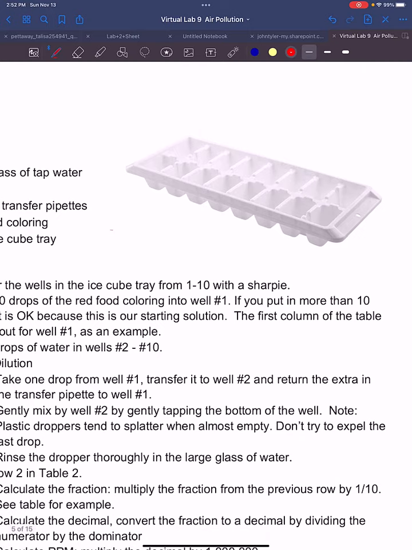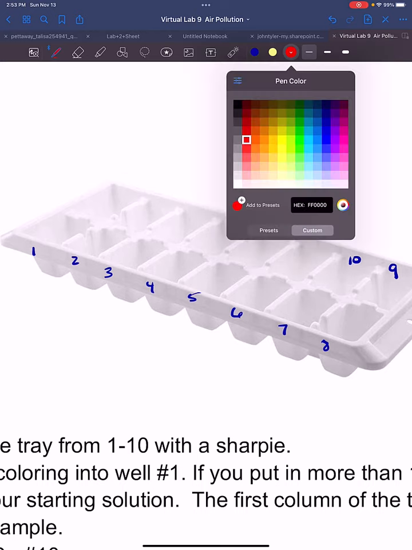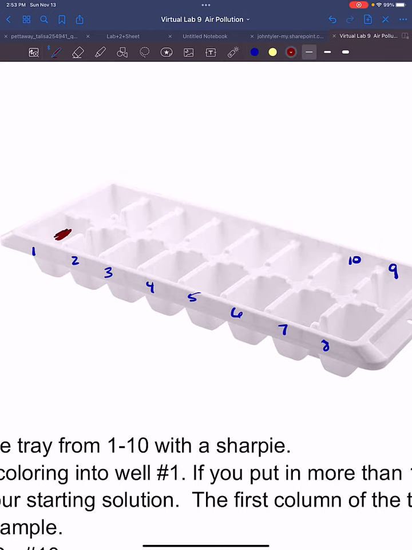And basically you take an ice cube tray like this, and I'm going to make this a little bit bigger. And I'm going to number the wells 1, 2, 3, 4, 5, 6, 7, 8, 9, 10, for example. However you number them, it's up to you. And then I'm going to take 10 drops of dye, and I'm going to put it in well number 1. So that represents my 10 drops.